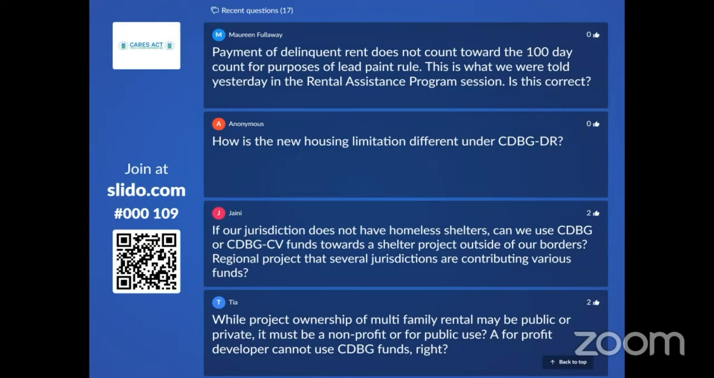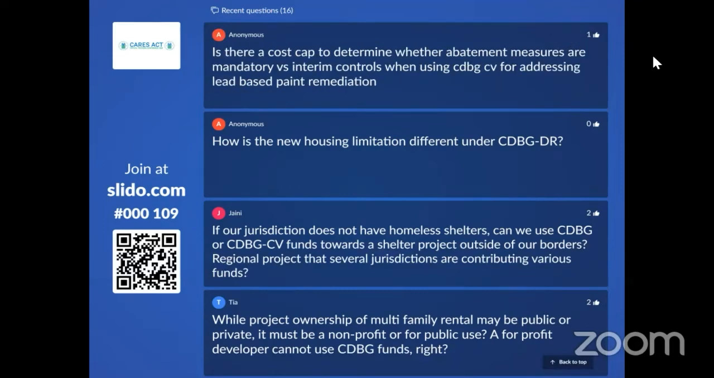Payment of delinquent rent does not count toward the 100 days. That's correct. Yes, because you're going forward with the help. That's why. Because what happened in the past was the past, but it's the assistance going forward.